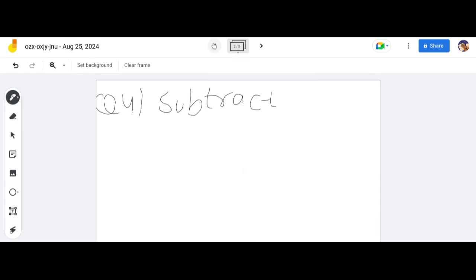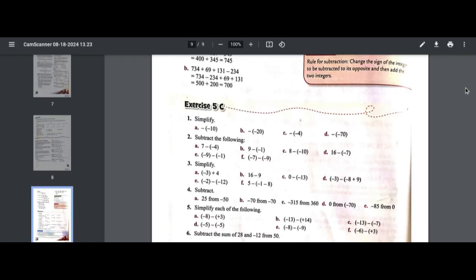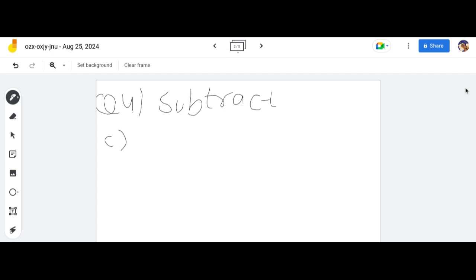So this is the previous page. Now I have to do the C part. Help me to write the question: minus 315, minus 15 from 360.